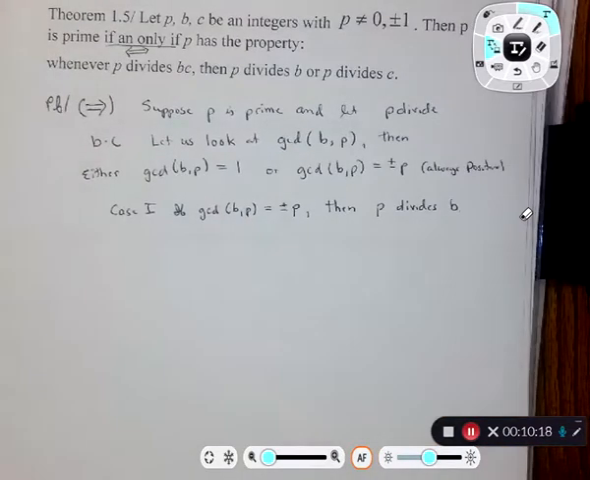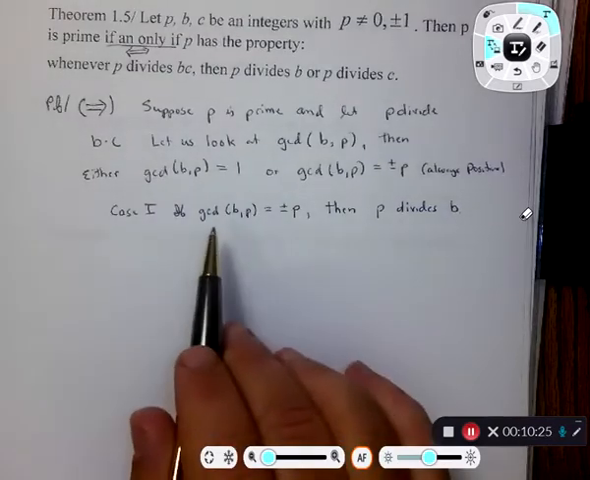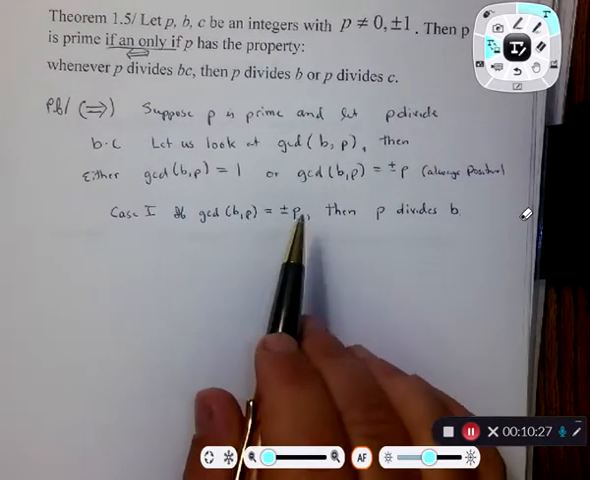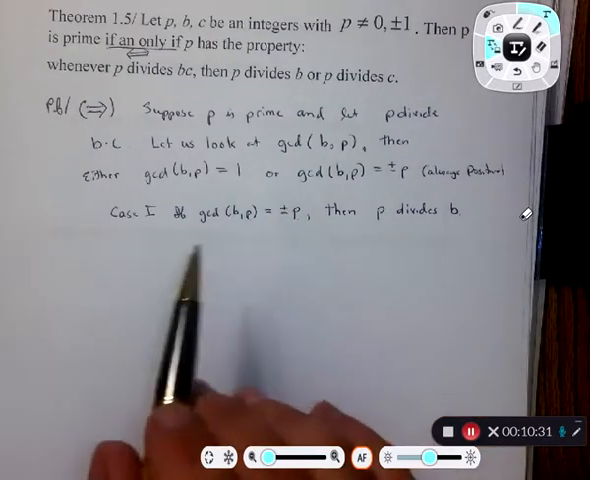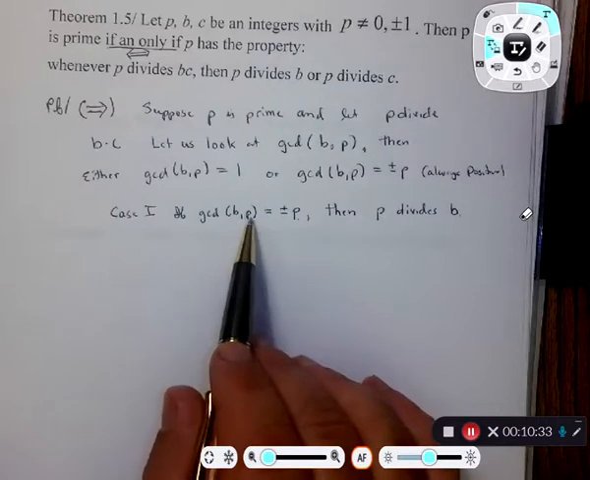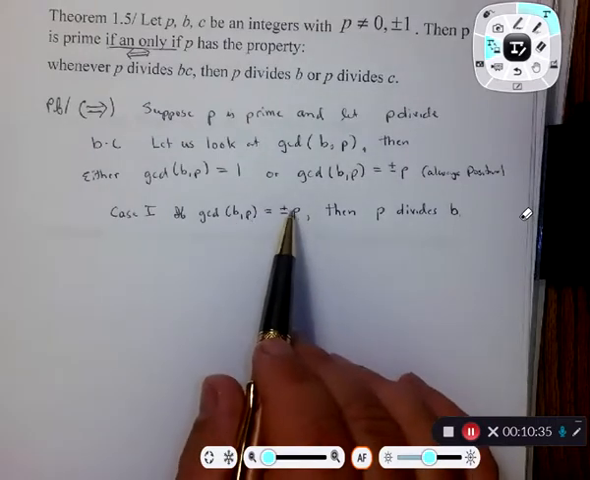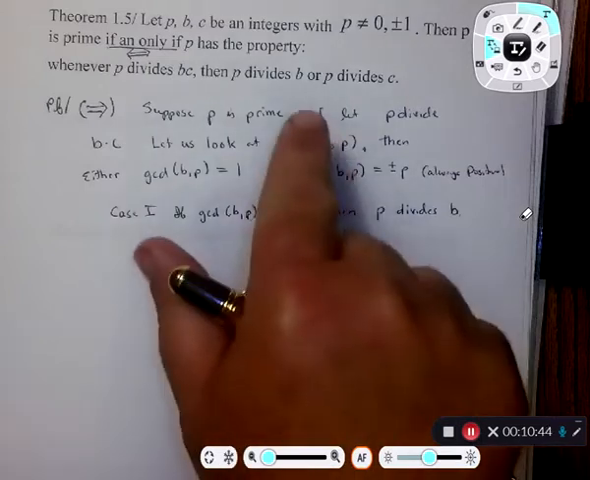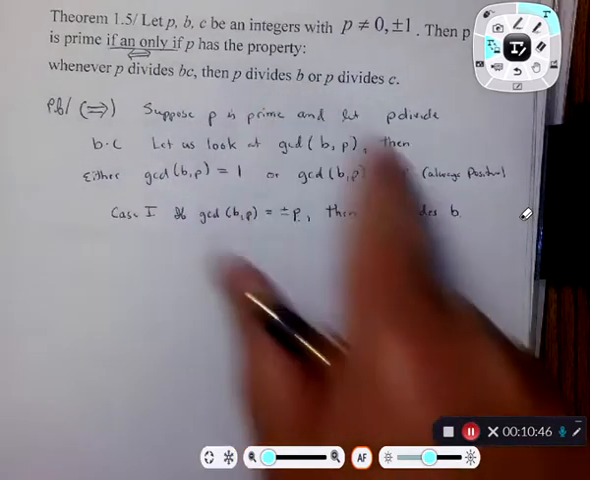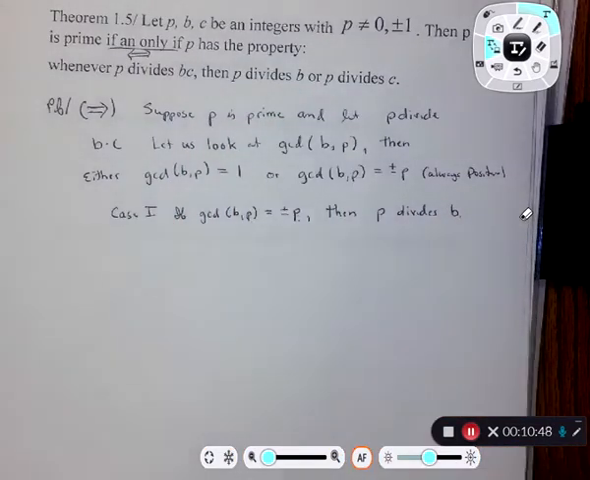Now, how do we know that? Well, think about it. If the GCD of P and B is P, then P is the greatest common divisor. It's a divisor. So if P and B are both divisible by P, well, clearly P divides P, but P also has to divide B just by definition of GCD. So we basically got P divides B. So we got what we wanted to show with case number 1.